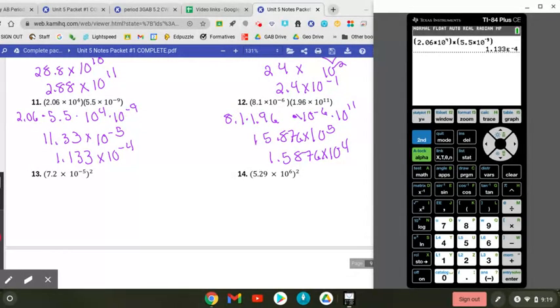So again, 12, I did it where I do 8.1 times 1.96. I used the exponent rules on my negative 6 and 11 and got 1.587. Again, I can type it exactly as it's written on my paper into my calculator, and my calculator will tell me the answer.